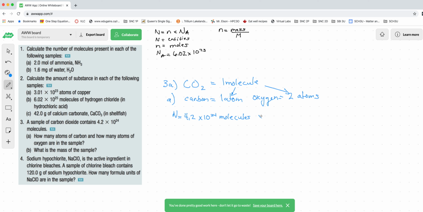So for carbon, it's going to be 4.2 times 10 to the 24 molecules. And carbon only has 1 atom in 1 molecule. So that means that, because that's 1 atom per molecule, unit analysis cancels out, and I have 4.2 times 10 to the 24 carbon atoms.